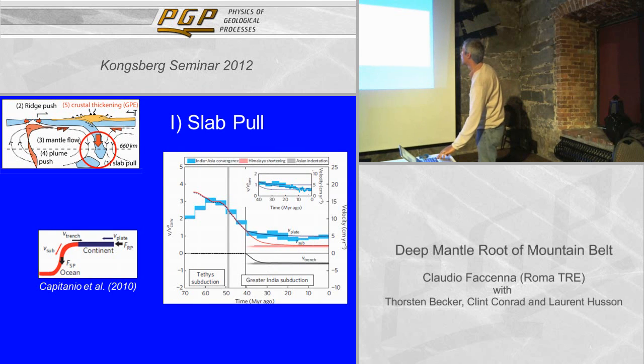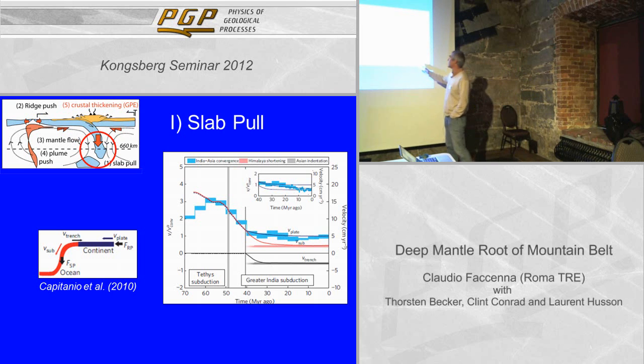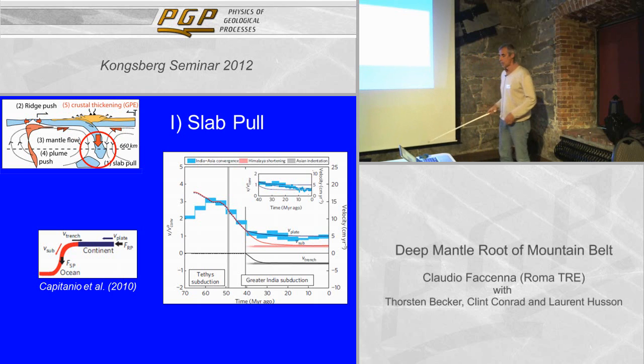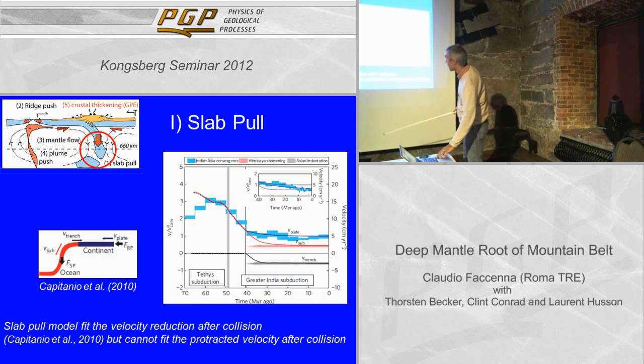So let me review first quickly what is the contribution. Slab pull is, of course, important, interesting. If you scrape off the crust, then it fits fairly well. This is the velocity, this is the time. The decrease in the velocity of India after collision, as Fabio Capitano proposed, can be explained by the reduction of slab pull in time, but it cannot really explain the protracted velocity of subduction that you have afterwards, the 5 centimeters that we have today.